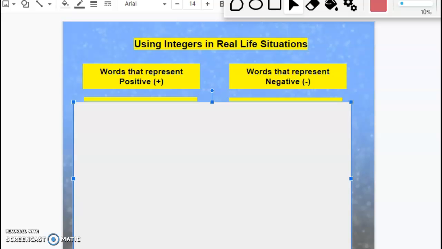Unit 3, Lesson 5, Using Integers in Real-Life Situations. So there are certain words that represent positive integers and other words that represent negative integers. Let's look at a few.